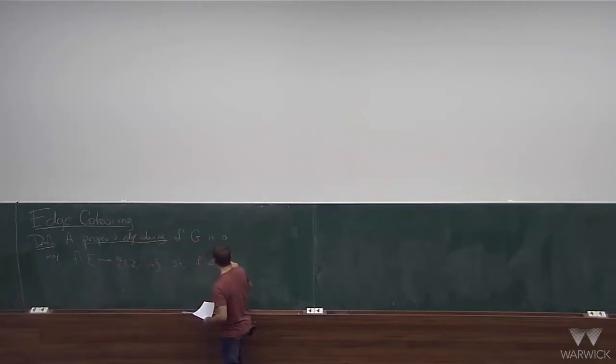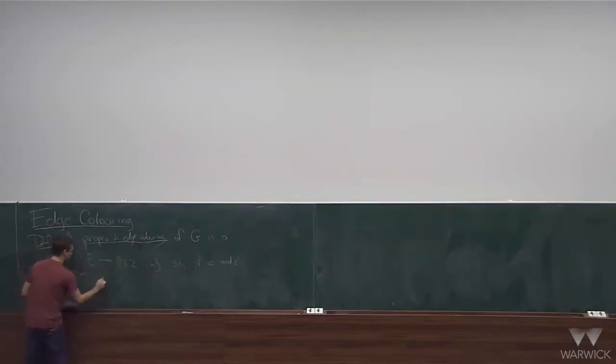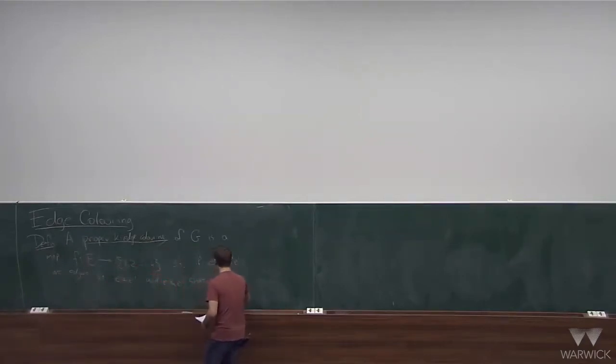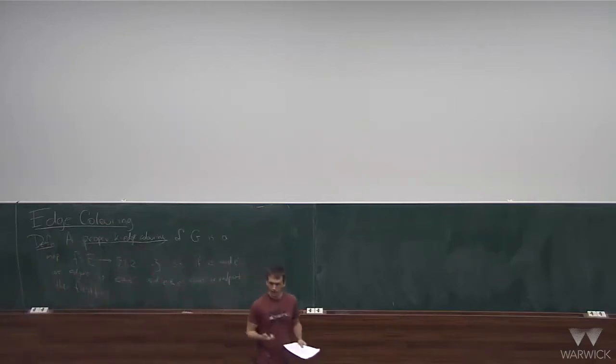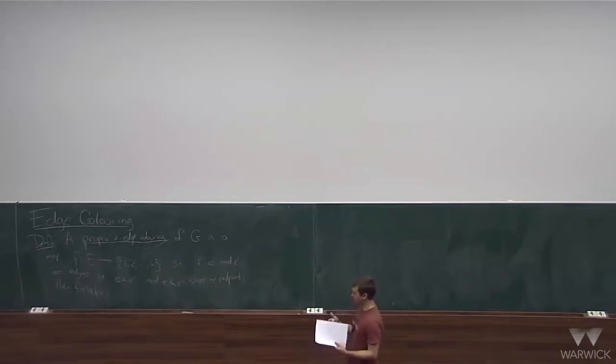if E and E prime are edges such that they're distinct edges, so E is not equal to E prime, and E and E prime share an endpoint, then in the coloring they have to get different colors. So now the goal is to color the edges with as few colors as possible, such that when edges intersect, they get different colors.